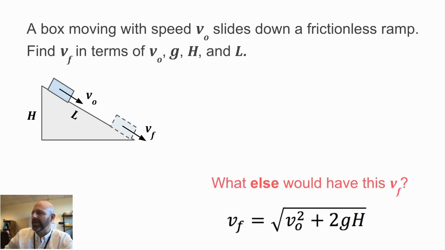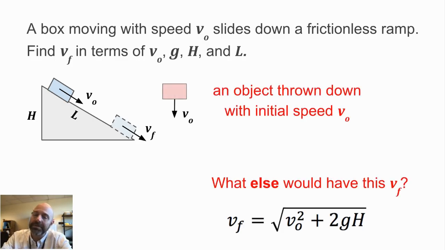And that's what I'm showing you right here. If you just dropped an object with an initial speed v naught, you throw it downward, by the time it goes down a distance h, it would have the same speed, because there's nothing to slow it down. Air resistance doesn't count in this case, and this was a frictionless ramp.